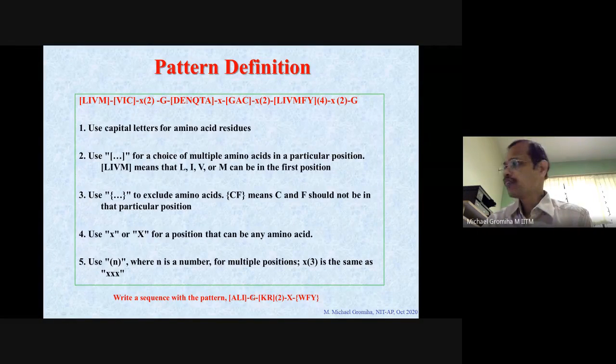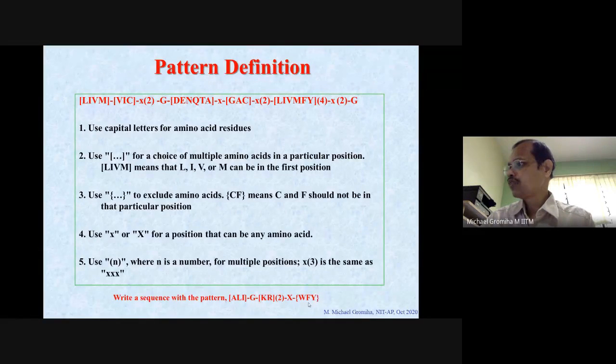So you put A, fine. G is conserved, you cannot change. So G is there. K and R, any one among these K and R, 2 times. So you put KK, that's fine. You put KK, KR, RR, anything is fine. And X is any amino acid. So you chose M, that is okay.